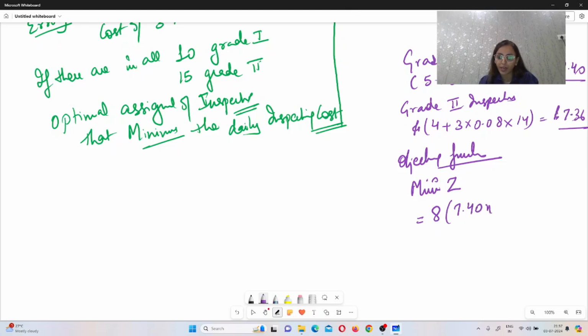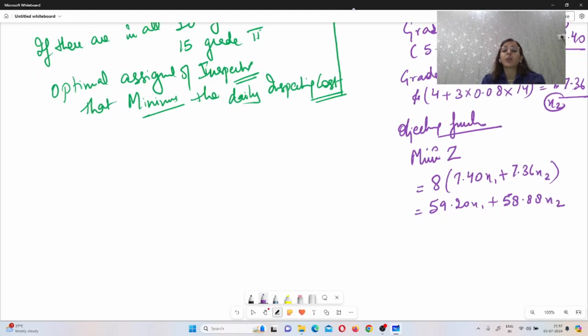So 7.40 x1 for grade 1, and for grade 2 we take x2, 7.36 x2, multiplied with this 8. Calculate the value: 7.40 multiplied by 8 will be 59.20 x1, and 7.36 multiplied by 8 will be 58.88 x2. So this is the objective.